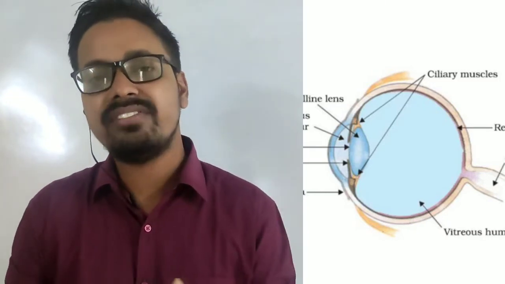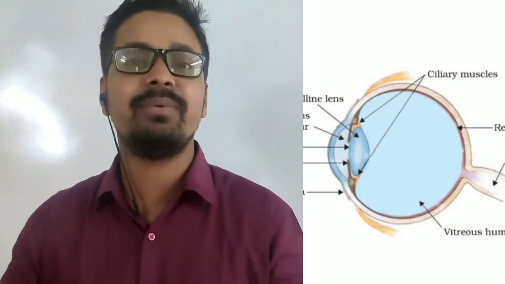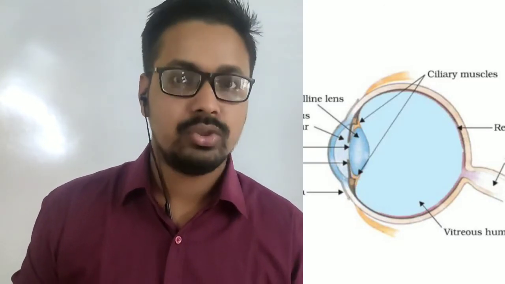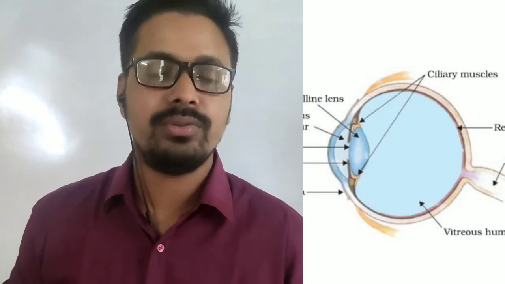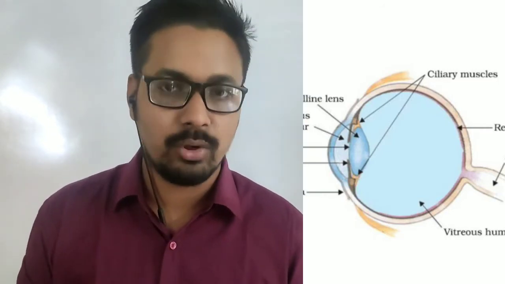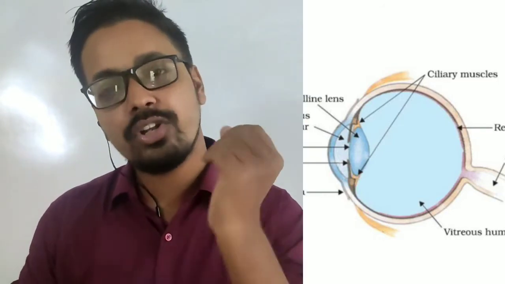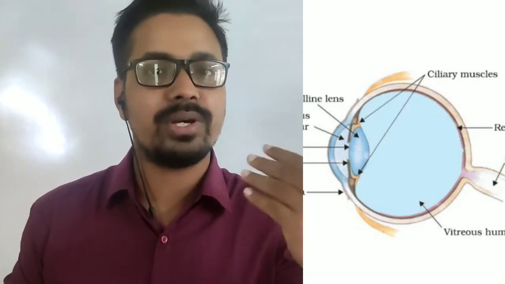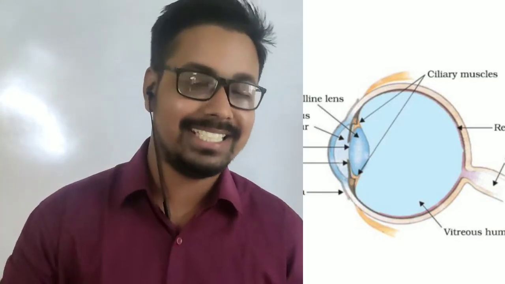Well, 25 centimeter is not for everyone. It is an average taken for all human beings around the world, so it may not be exactly 25 for you. There may be a plus or minus of some value for you. So go ahead and check your least distance of distinct vision. What is the minimum distance at which you can see objects very distinctly?